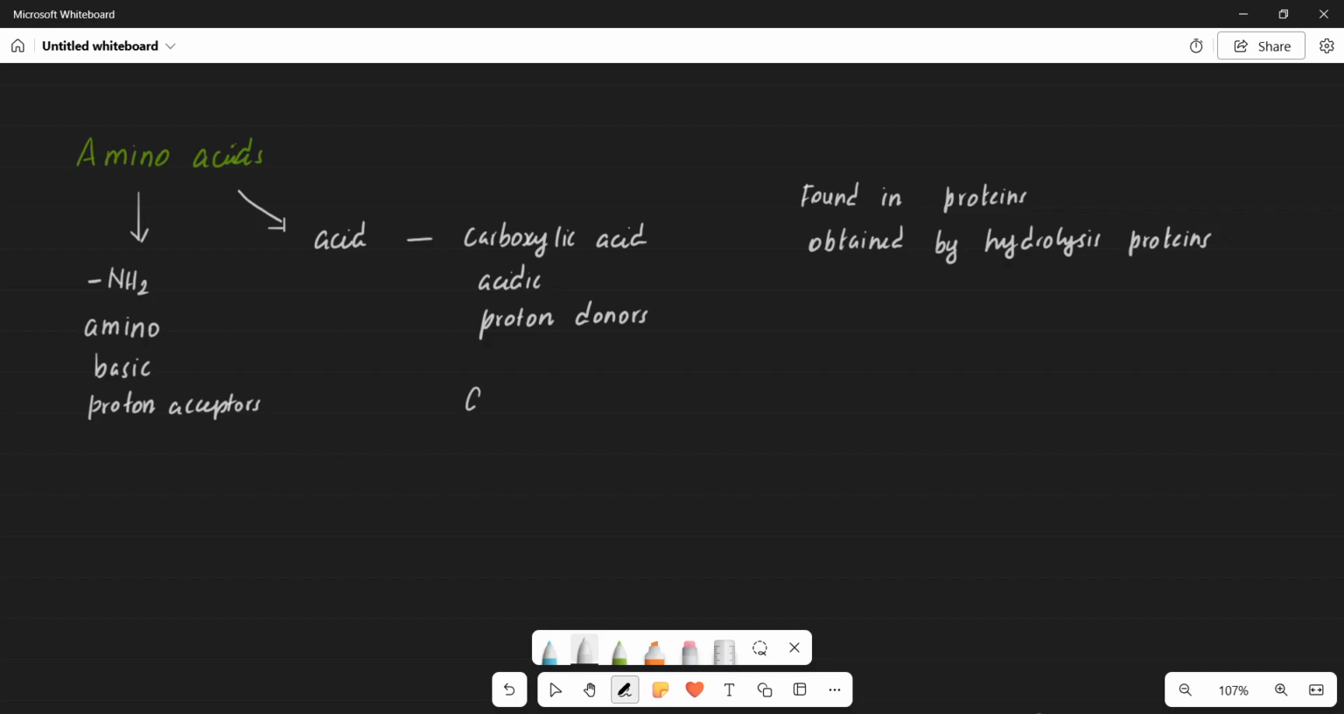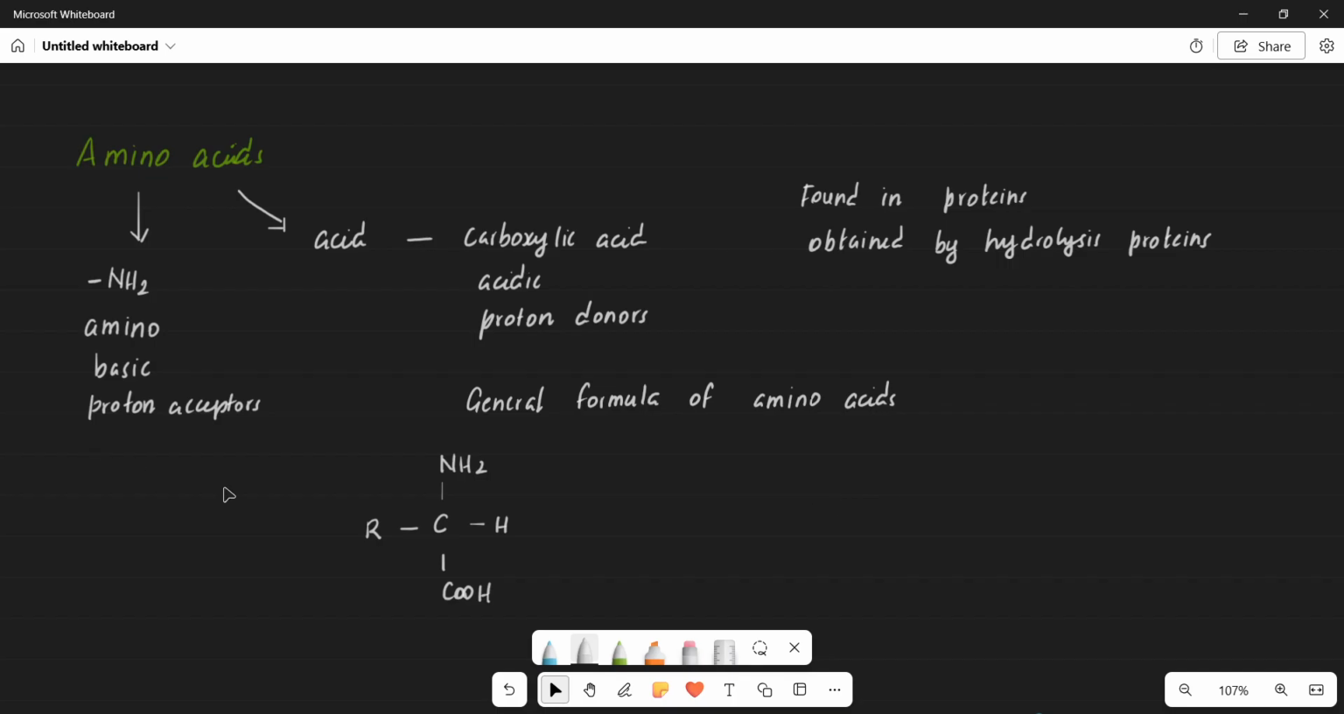So the general formula of amino acids. I can write it like this: there is a carbon, a hydrogen, or R, NH2, COOH. So this is one way of representing amino acids.